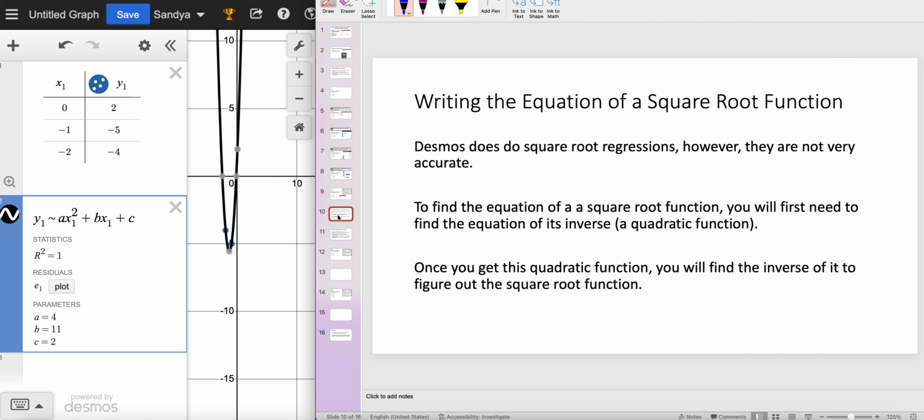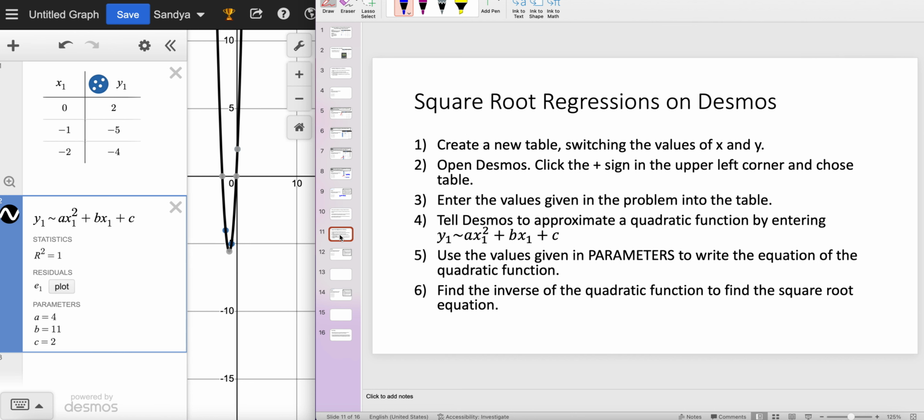So now we need to write the equation of a square root function. Well, Desmos does do square root regressions, however, they're not very accurate. So the better way to find the equation of a square root function is you're going to first find the equation of its inverse, which is a quadratic, and then once you find the quadratic, you're going to find the inverse of this function to figure out the square root function. So let me show you what this means.